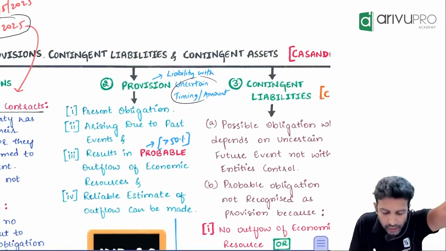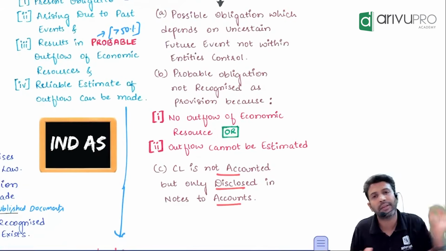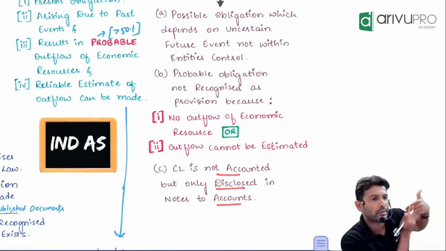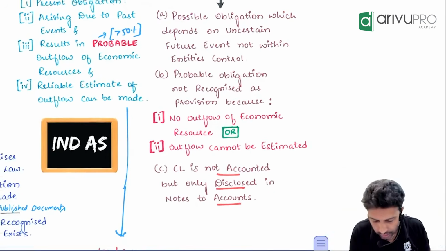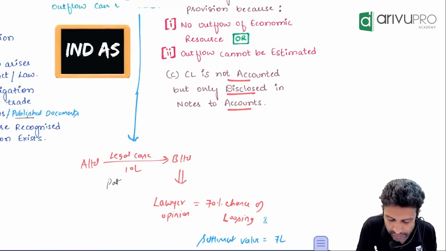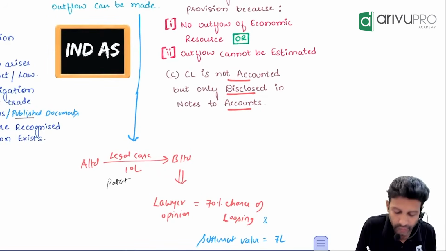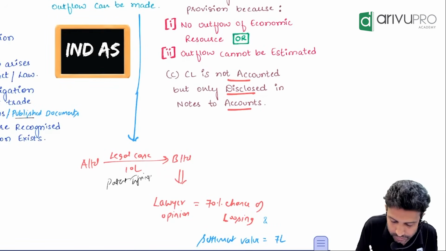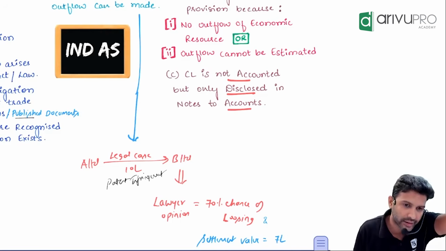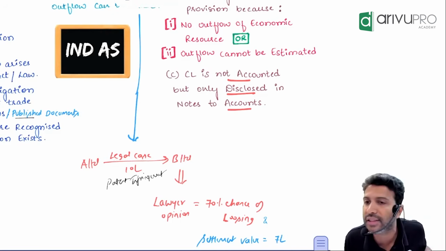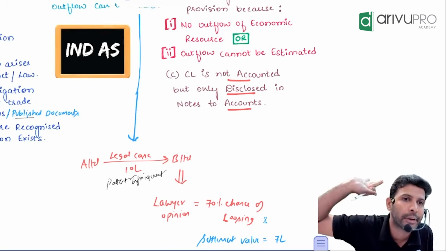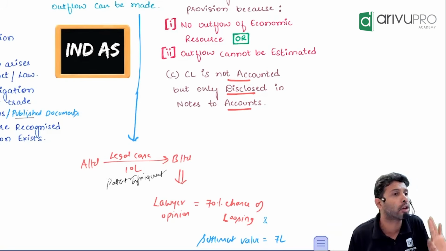Second one, arising out of past events. Sir, we don't create a provision for forward looking events or future events. We always make a provision for past events. Now, A Limited has filed a case against B because A feels B Limited has misused their patent. It's a patent infringement case. A feels B has misutilized their patent. That is the reason A has filed a case against B. Has this misutilization about to happen or already happened? Already happened.